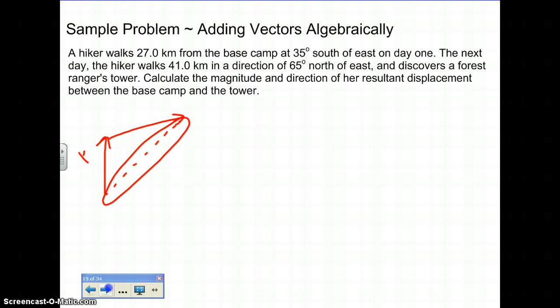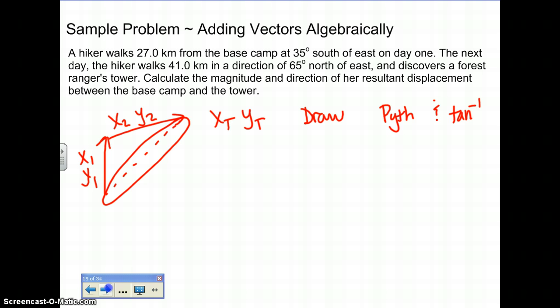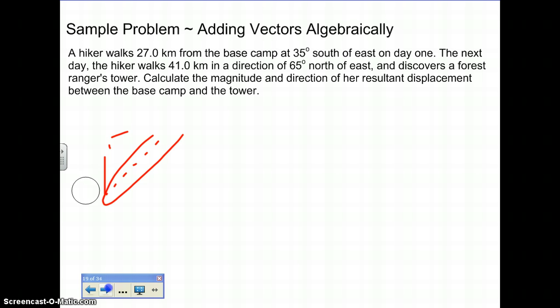But the way to do that is you have to figure out x1 and y1, then you have to figure out x2 and y2, and then you have to get your x total, your y total, and then you have to draw your new triangle, and then you can do Pythagorean theorem and inverse tan to figure out the final answer. So that's the format that we're going to use. So let's break this whole guy down. And then this should wrap up your finding resultants worksheet.